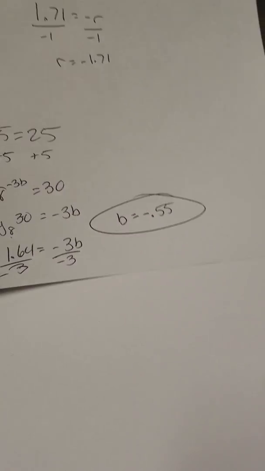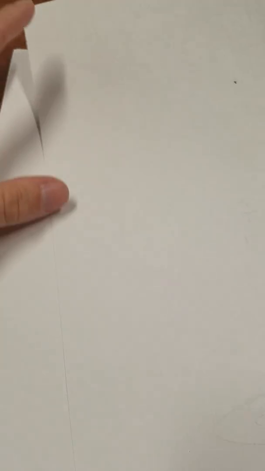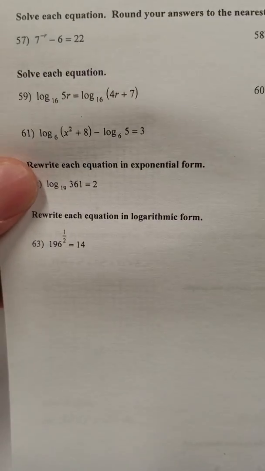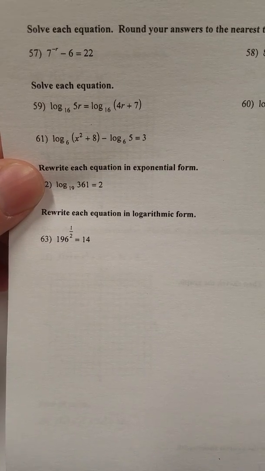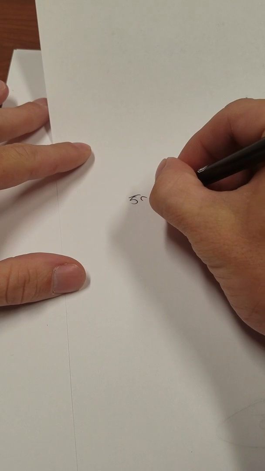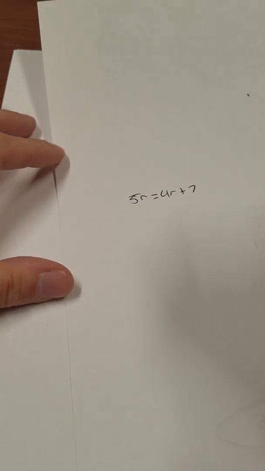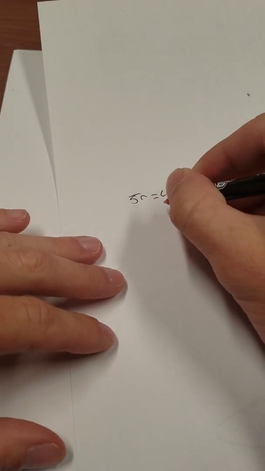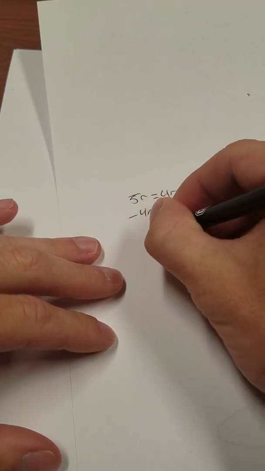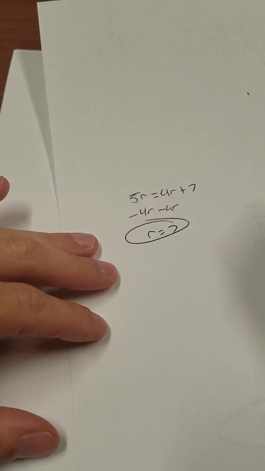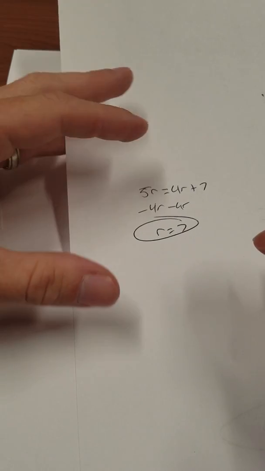57, 58, almost the same exact type problem. 59. The nice thing about 59, look at the problem. You have a log on both sides, which means they just cancel each other out. So you're left with 5r equals 4r plus 7. You have to have a log on both sides for this to happen. Subtract 4r, r equals 7. That's your solution.